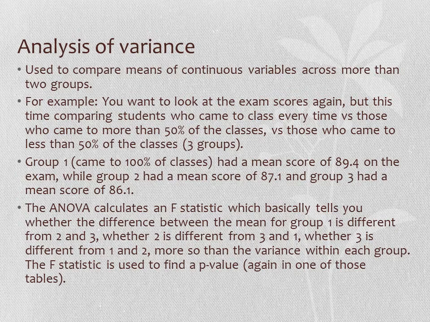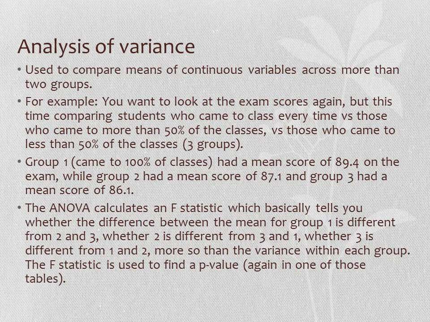So the analysis of variance, or the ANOVA as we call it, calculates an F statistic, which is another one of these statistical tests where the higher the F statistic is, the more likely it is to be statistically significant. Basically what the F statistic tells you is only this. It tells you whether the difference between the mean for group 1 is different from 2 and 3, or whether 2 is different from 3 and 1. It just tells you that one of the means is statistically significantly different than the other 2.